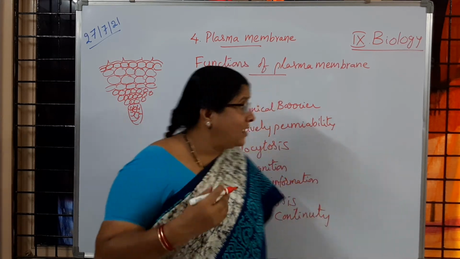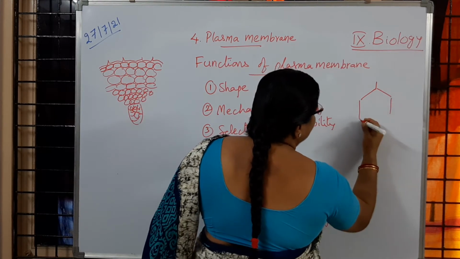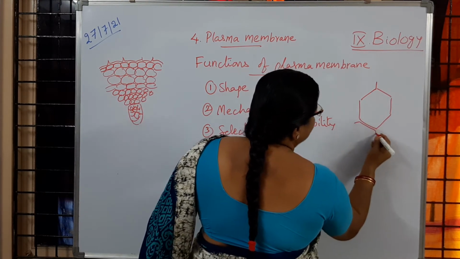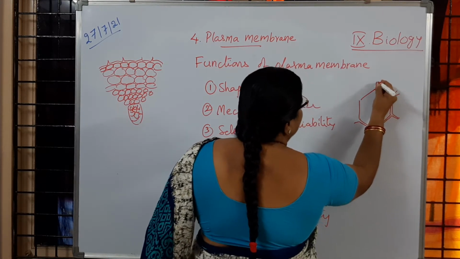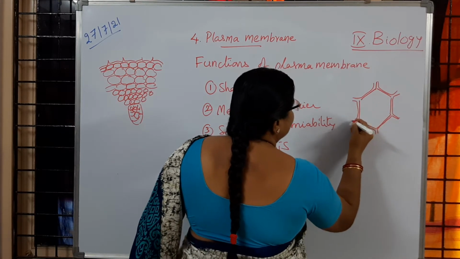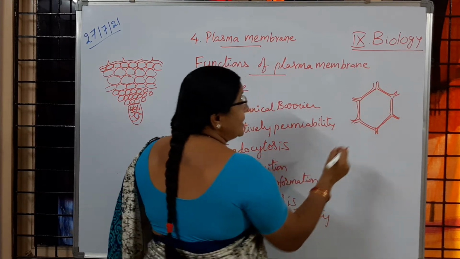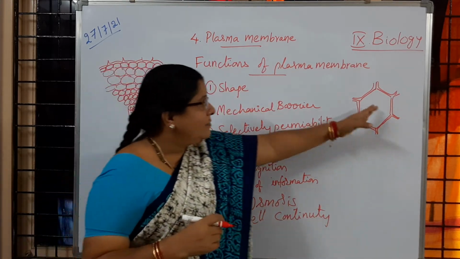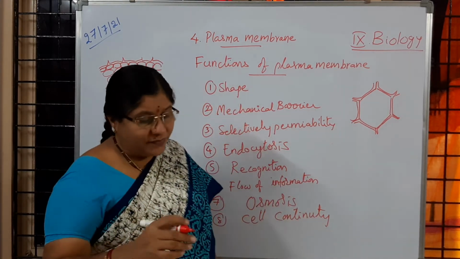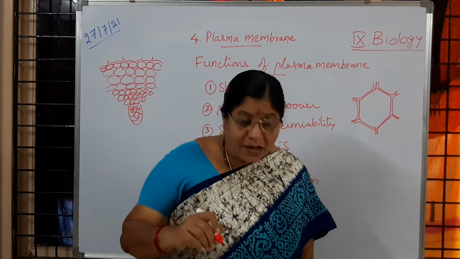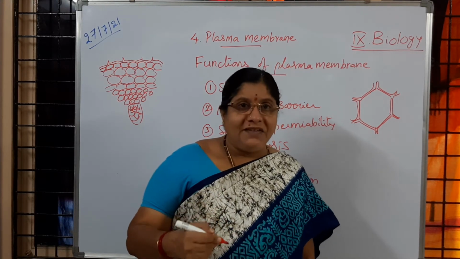So plasmodesmata we observe in plant cells. Do you remember the plant cell diagram which you read in the first lesson? These connections we call plasmodesmata, where another plant cell will come here, like that. Is it clear? So cell continuity is happening because of these plasmodesmata, or because of the plasma membrane of different cells which are present in the living system.